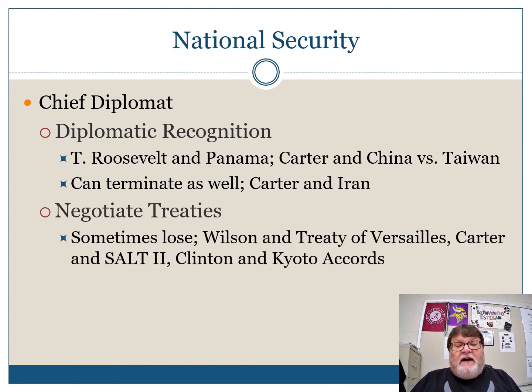They negotiate treaties, of course. They sometimes lose. Remember, they can negotiate the treaties, but the Senate then has to ratify the treaty. So remember, and that takes 2/3 of the Senate. Sometimes they lose. Wilson in the Treaty of Versailles. He was a big part of setting up the treaty that ended World War I, and then the United States ended up not being part of it because the Senate did not ratify it. Carter and SALT II, Senate, that Strategic Arms Limitation Talks version 2. The Senate never ratified. Clinton in the Kyoto Accords. He never even presented them to the Senate for ratification, because he knew it was not going to win.